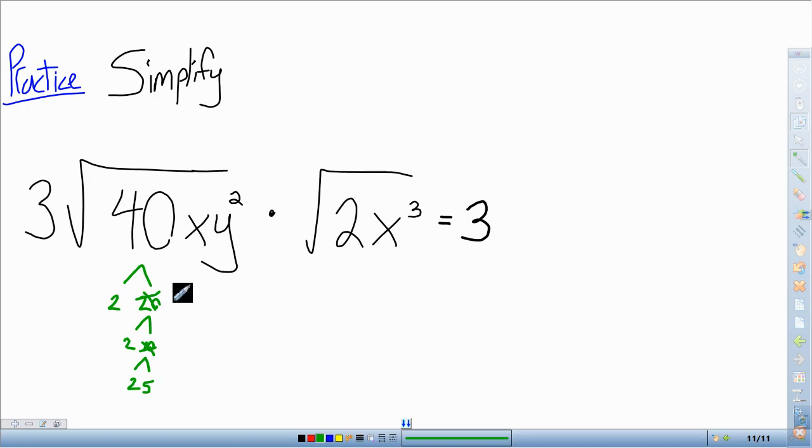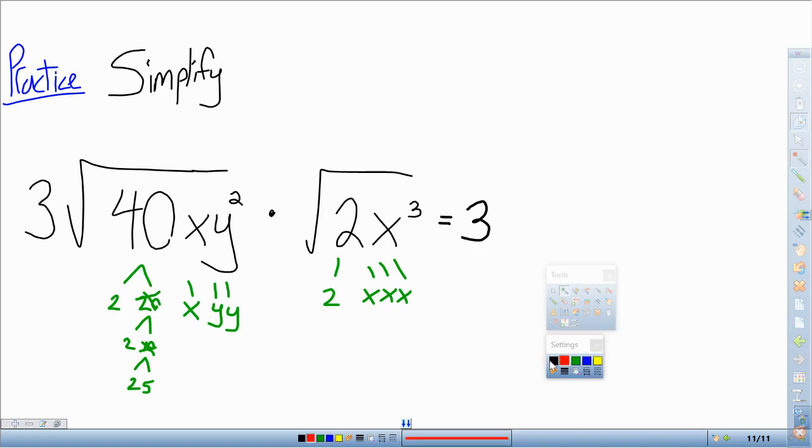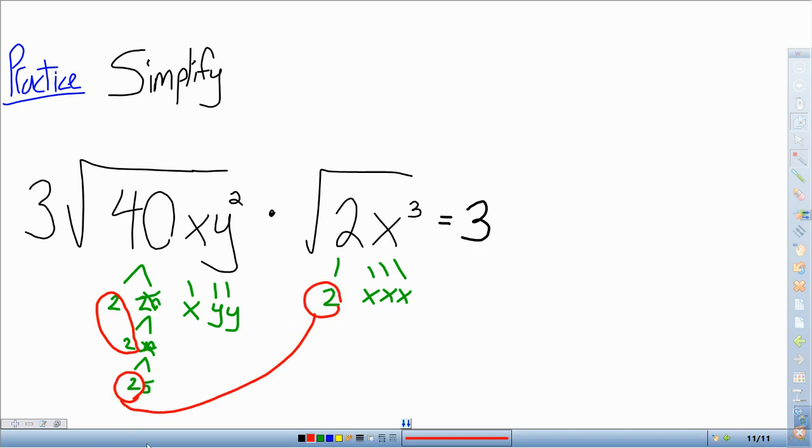We have an x, we have 2 y's. Over on this one, we have a 2 and 3 x's. Okay, so breaking it down, nothing too crazy. Let's look for our pairs of numbers and variables. I've got a pair of twos. Be careful, it'll be easy to miss this, but we have another pair of twos, right? So this two and this two, if you want to show that they're connected. This five, I don't see any other fives, it's staying inside. This x is going to pair up with this x. Another pair of x's right here, another pair of y's.